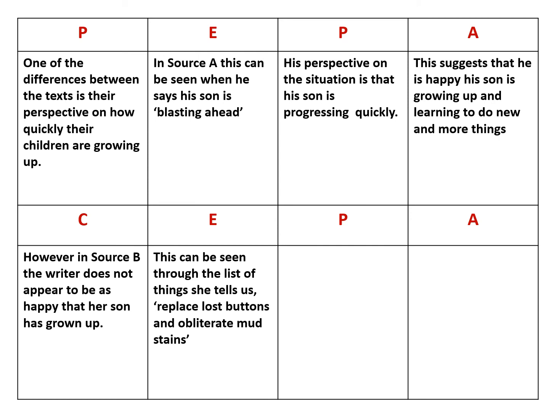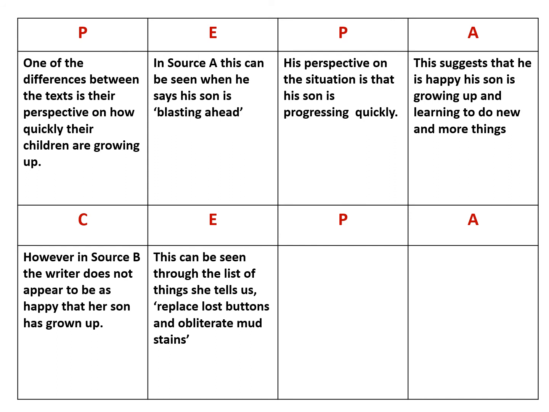My evidence. This can be seen through the list of things. So I've actually used a structural feature in my comparison, which is perfectly fine. She tells us replace lost buttons and obliterate mud stains. I've still given an example quotation, but in my first perspective, it was a language point. My second perspective was a structure point.